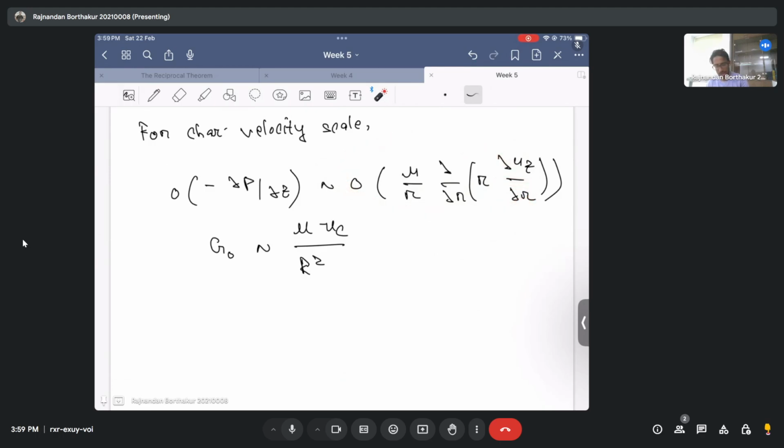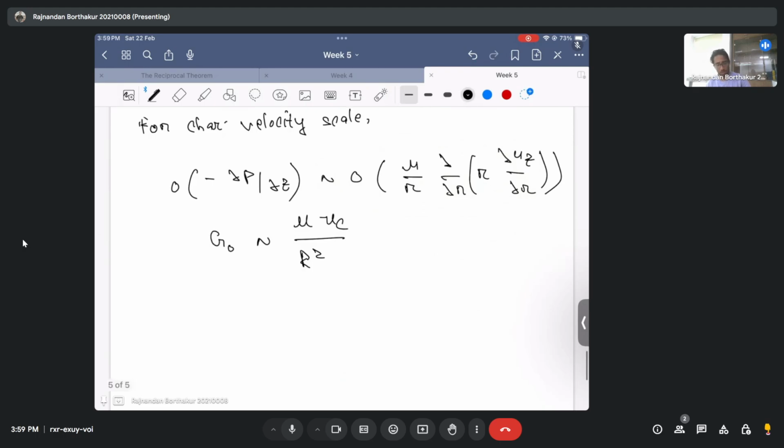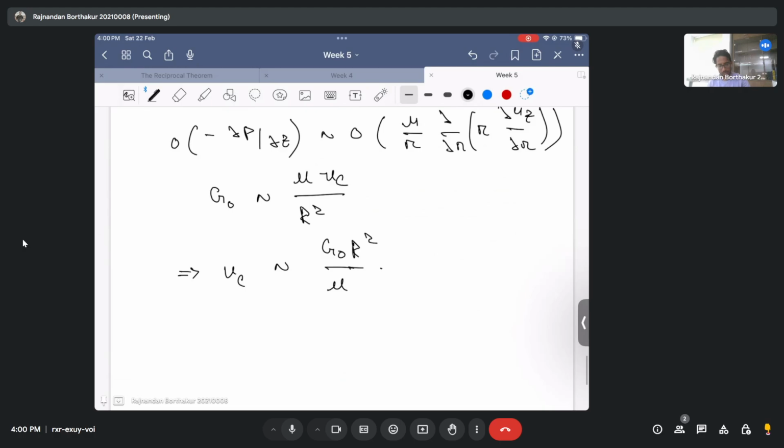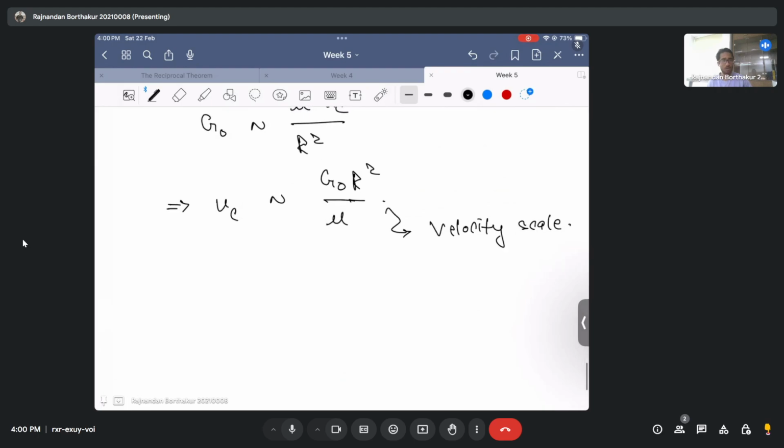So this means I have a velocity scale for our problem. This is a derived scale for velocity, which means that my uc would scale as g naught times rc square by mu. Okay, so this is the velocity scale that we get from the problem. Yes, I understand that just by looking at the problem, we don't find the velocity scale, but the velocity scale can be evaluated from the knowledge of the applied pressure gradient. Okay, and that's what we did to evaluate the velocity scale of the problem.